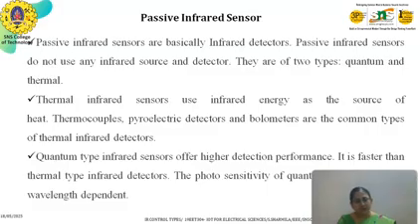Coming to the quantum type of infrared sensor, it gives higher detection performance compared to the thermal type of detectors. So it is also faster than the thermal type of infrared detectors. The photosensitivity of the quantum type detector is mainly wavelength dependent.